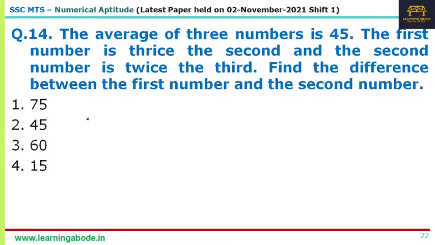Question number 14. The average of 3 numbers is 45. The first number is thrice the second, and the second number is twice the third. Find the difference between the first number and the second number. So let me take the first number, second number and the third number. When you say average is 45, the sum is 135. The 3 numbers' sum is 135.